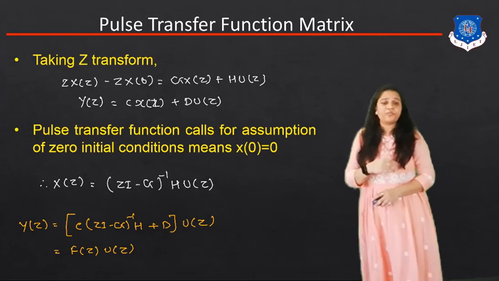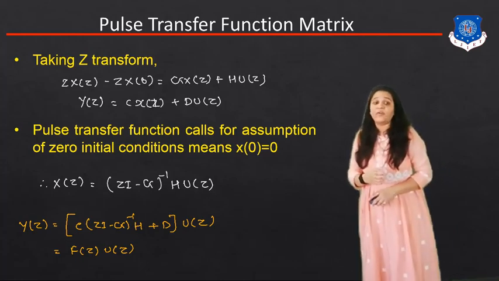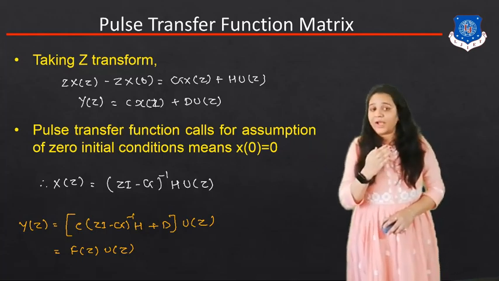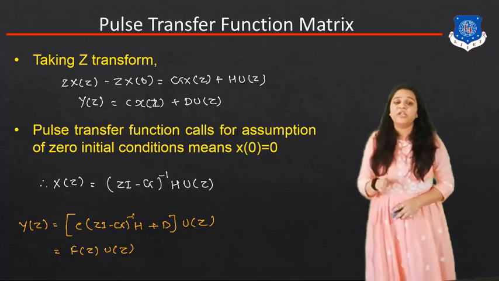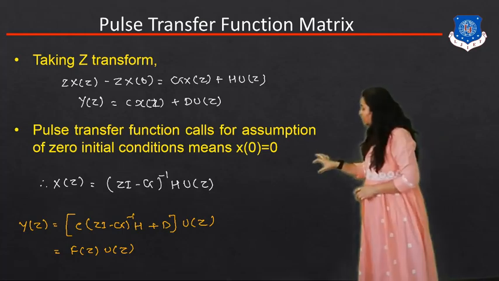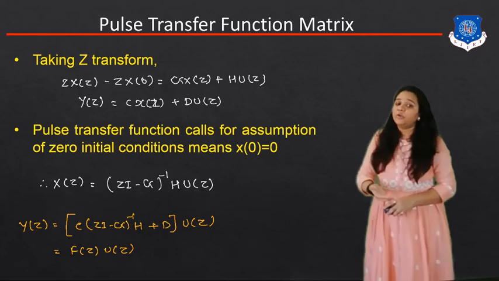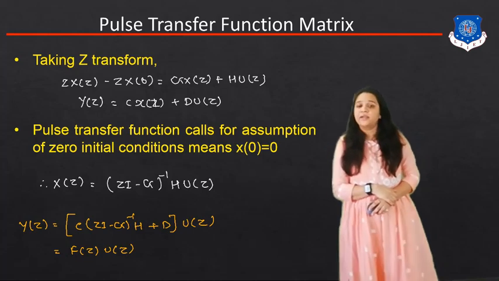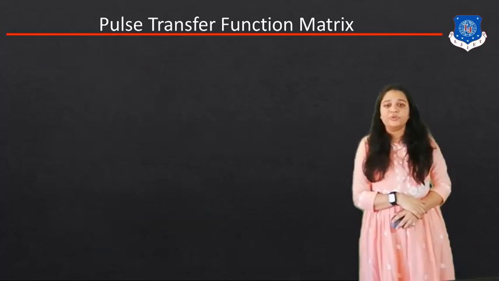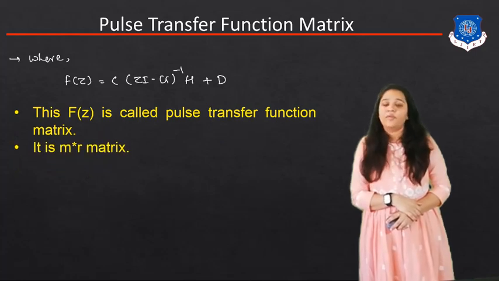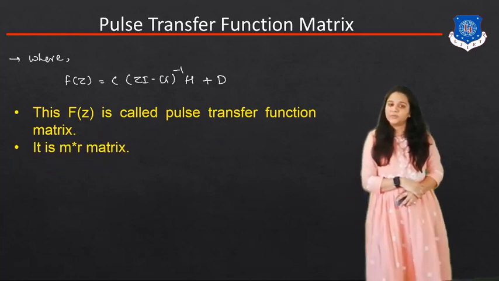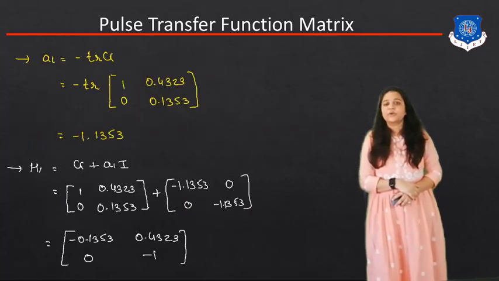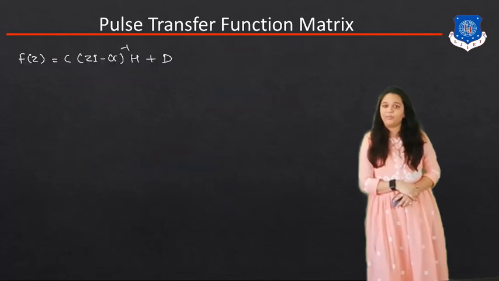If in the exam they ask you to find the value of y of z, first you have to find the value of the function of z, then simply multiply the function of z with the unit step or the unit ramp function that will be given in the question, so you can easily get the value of y of z. So using the pulse transfer function matrix, we find the value of the function of z as well as y of z. Clear? So this is all about the pulse transfer function matrix.